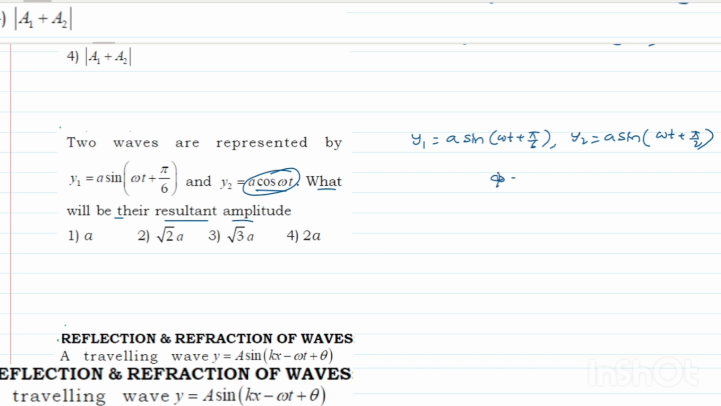Now for the phase difference, you can take it directly: this is pi by 2, so phi 2 minus phi 1, where phi 1 is pi by 6, which is nothing but taking LCM 6.